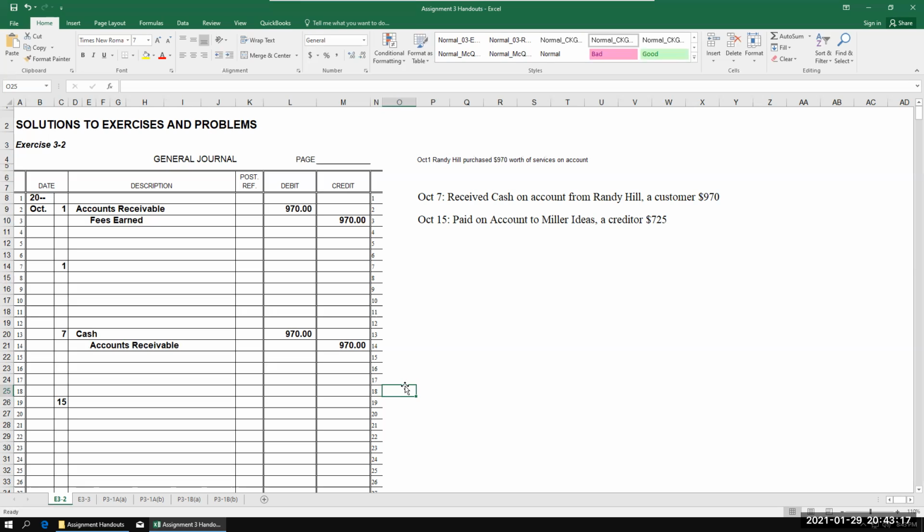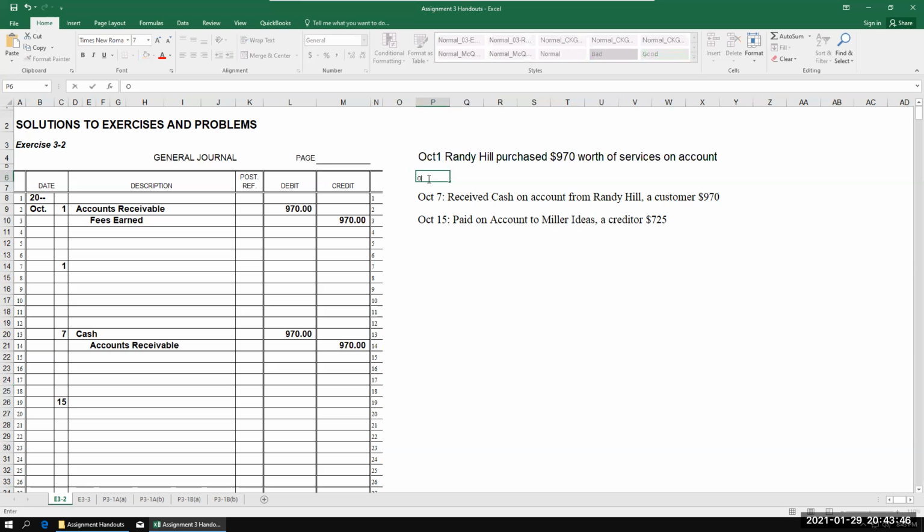for $725. So the key here is it shows that we paid on account. So we know it is a debt that we are paying, and it's to Miller Ideas, a creditor. So again, for the 15th here, I'm going to do an example. I'll go ahead and size 16. We'll make this 16 here. And I'll do the other entry. Again, this is the other one that I'm making up that will go with the transaction from October 15th.